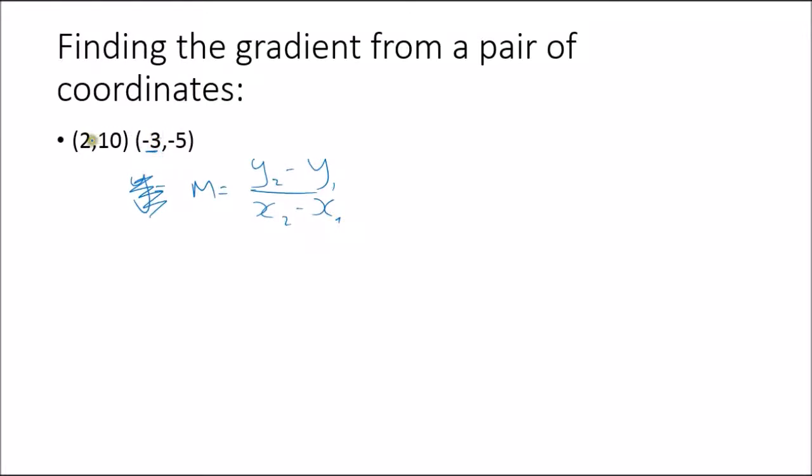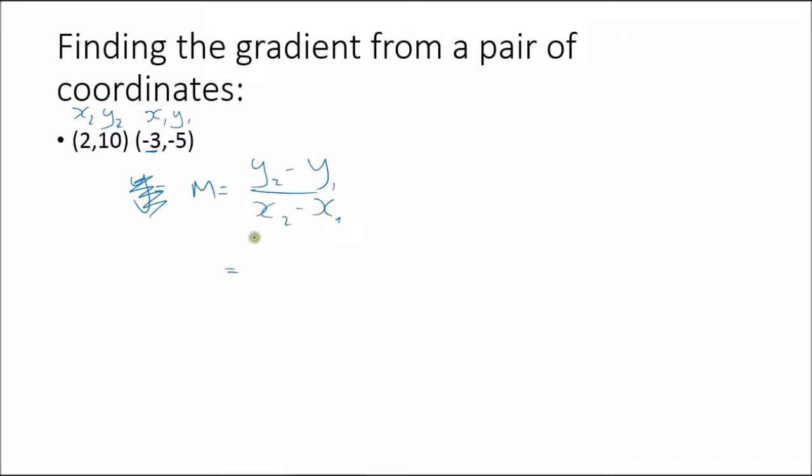What I suggest is that the coordinate with the lowest x value, now -3 is lower than 2, or the other way of thinking about it, if we were to draw it on a graph, this coordinate would be to the left of this one. In any way you want to think about it, the one with the lowest x value, we're going to call that x1, y1. So this will be x2, y2. You'll see in a second why I think that's a good idea.